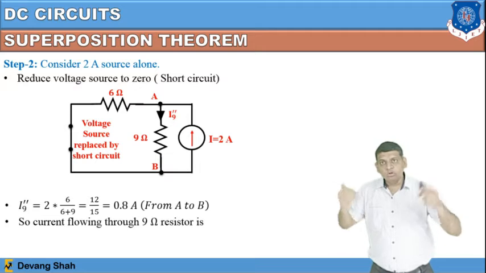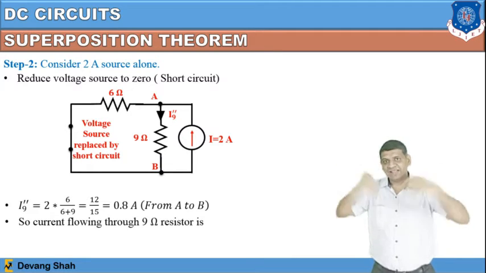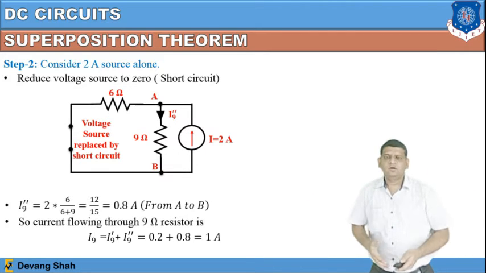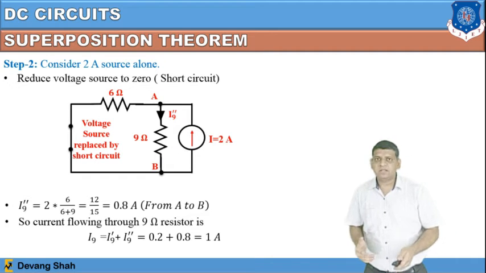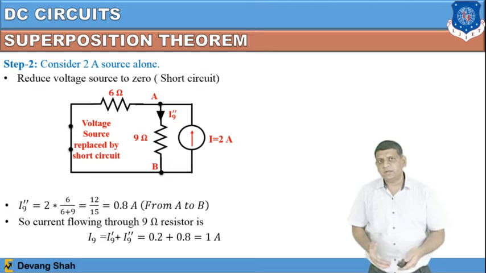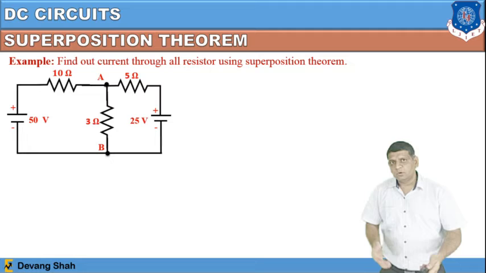Here, for both effects, the current directions are always from A to B, in the same direction. So to consider these two effects, we have to add these currents. The total I9 passing through the 9 ohm resistance is I9 dash plus I9 double dash, which is equal to 0.2 plus 0.8, which is equal to 1 ampere. Right, so this is one example. Now we will also discuss the next example.